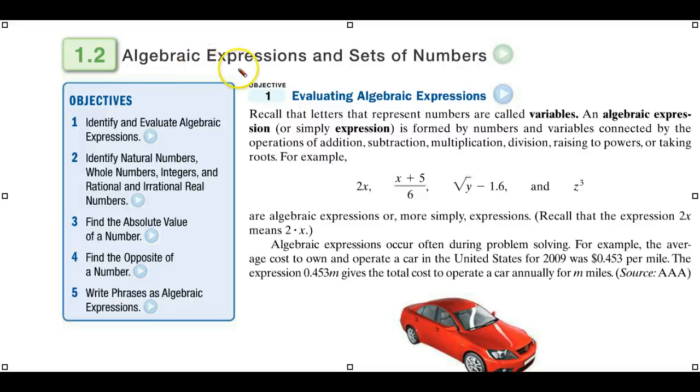As we do the textbook background on topic 1.2, Algebraic Expressions and Sets of Numbers. So again, the objectives over here, and this is what we'll take a look at. Again, I'm not going to read everything. You can pause and read if you like, or of course go to your online textbook.